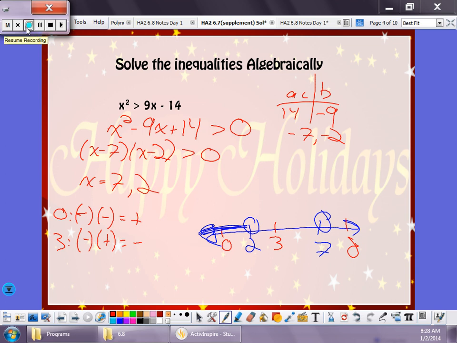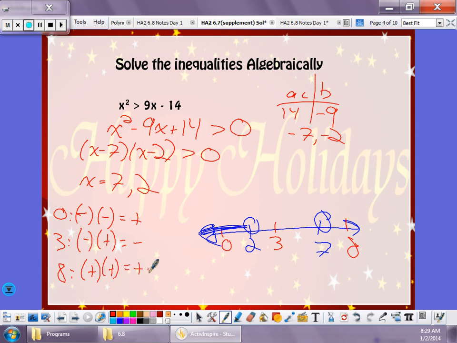So the last thing I have to plug in is 8. So if you plug in 8 here, 8 minus 7 is a positive. 8 minus 2 is a positive. Positive times a positive is a positive. Positive value is greater than 0, so I shade in to the right.